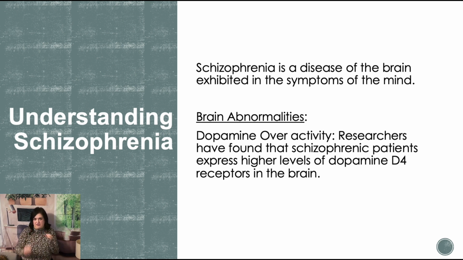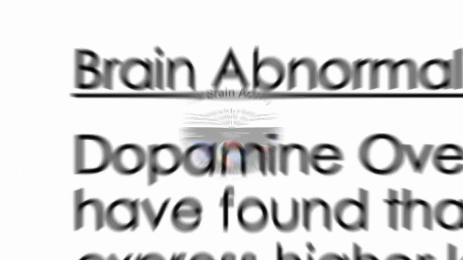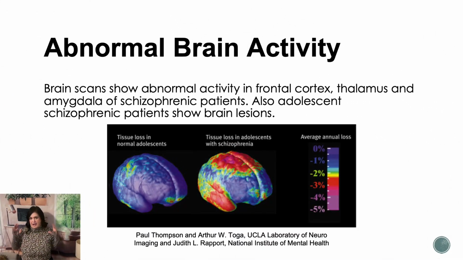Researchers have found that schizophrenic patients express higher levels of dopamine D4 receptors in the brain. So they have more dopamine rushing through the brain. And brain scans show abnormal activity in the frontal cortex, the thalamus, and the amygdala of the schizophrenic patient. You should take a moment to remind yourself about the functioning of all 3 of those components of the brain, because it can start to make sense why they're seeing delusions and hearing voices when you think about what those different parts of the brain do.